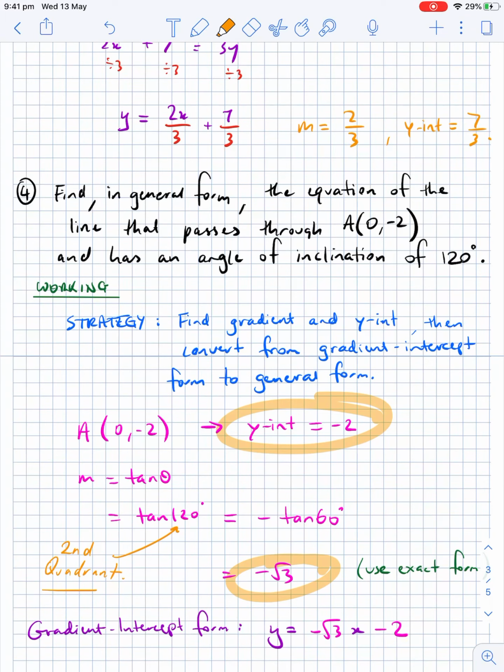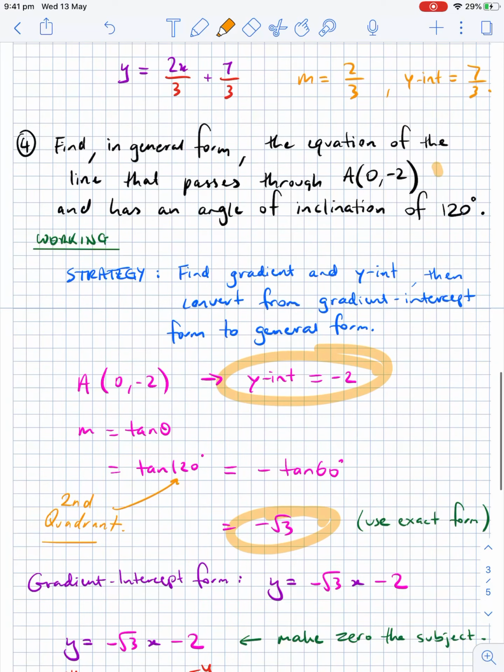Okay, question 4. So find in general form, so that is where we have 0 on one side, etc., the equation of the line that passes through this point here and has an angle of inclination of 120 degrees. So the strategy is that we need to find the gradient and y-intercept of this line that has these properties. When we find the gradient and y-intercept for this line, we can then find the gradient intercept form, and then we convert this form into general form, which the question was asking for.